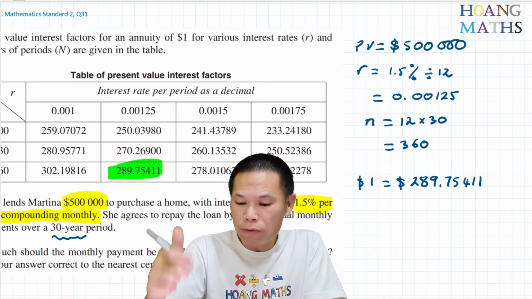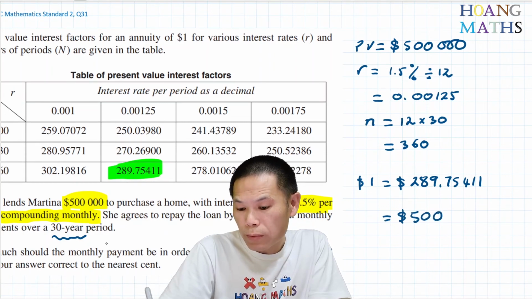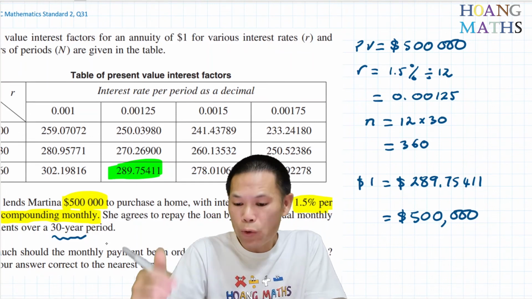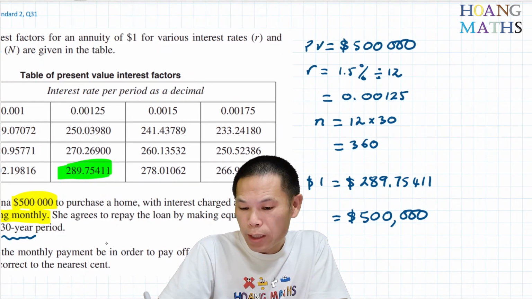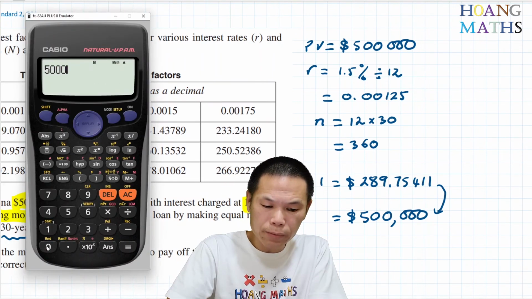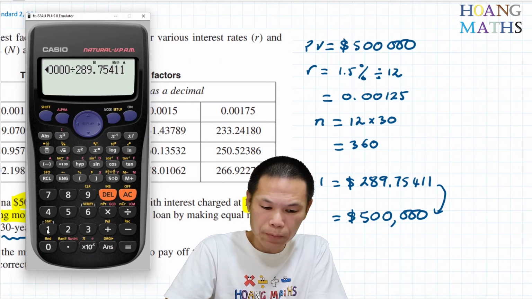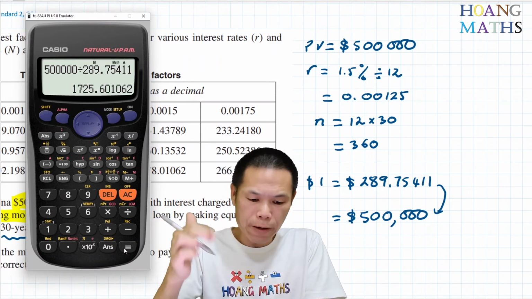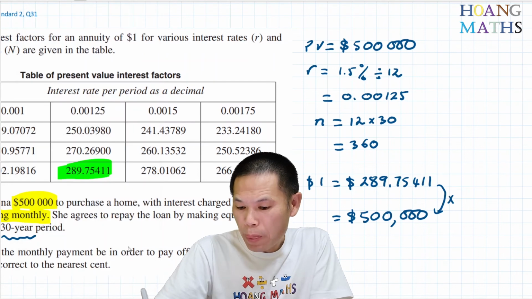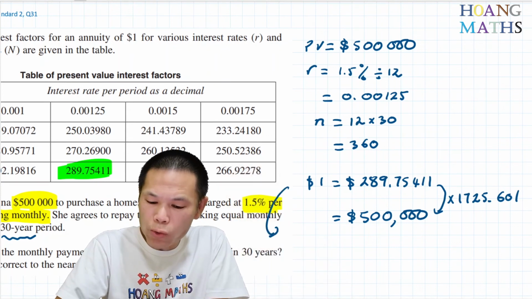But then her present value is $500,000. So therefore, we need to work out from here to here how many times. So I just put that on a calculator. 500,000 divided by 289.75411. So there you go. Let me just write this down. So we times by 1725.601 and so on. So therefore, on this side, we do exactly the same.